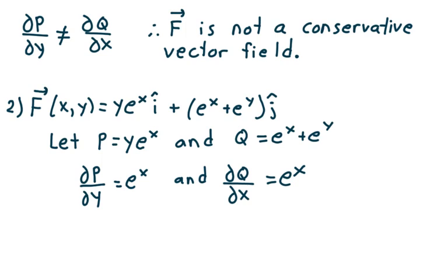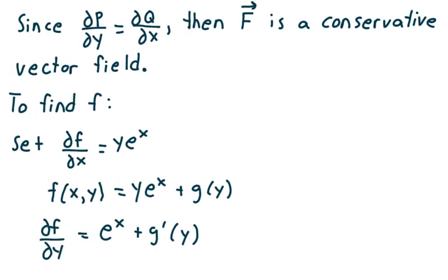Suppose capital F of xy is equal to ye to the x i plus e to the x plus e to the y j. Let P equal ye to the x, and let Q equal e to the x plus e to the y. The partial of P with respect to y is equal to e to the x. The partial of Q with respect to x is equal to e to the x.